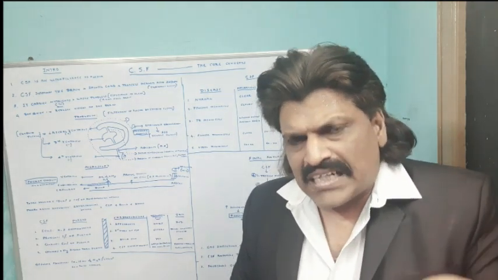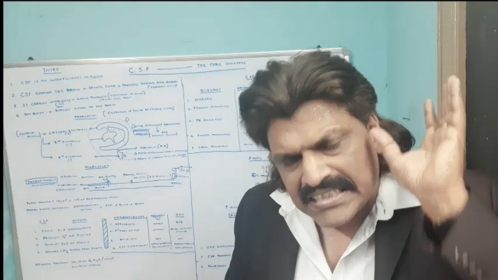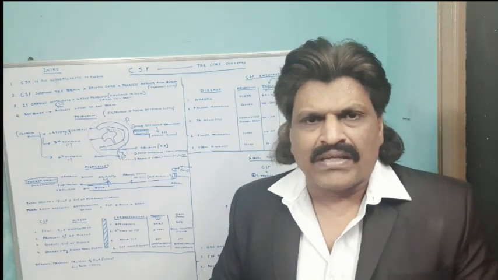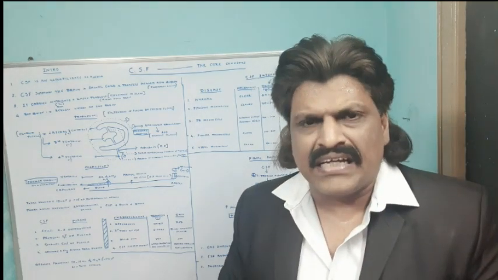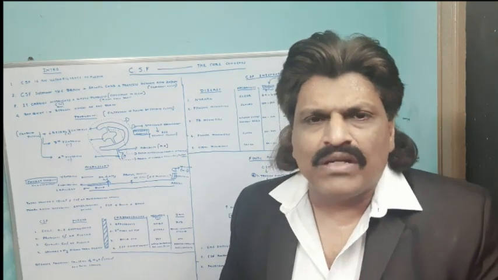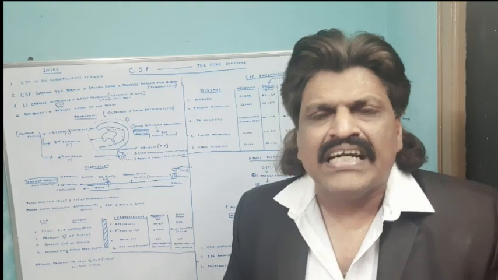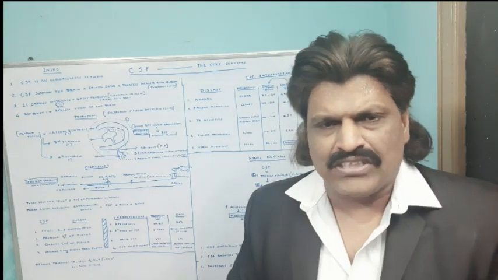If the number of cells is increased, then it is definitely infectious pathology. But if the cells are not increased and only the protein is increased, we call it albuminocytological dissociation, and it is highly suggestive of Guillain-Barré syndrome.